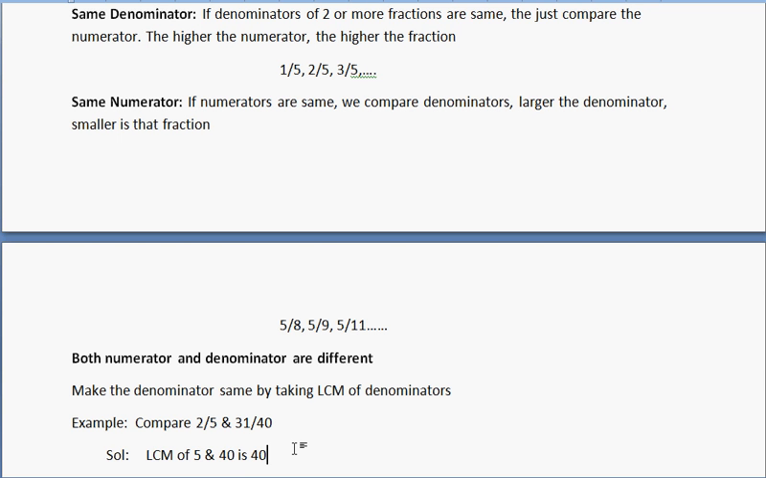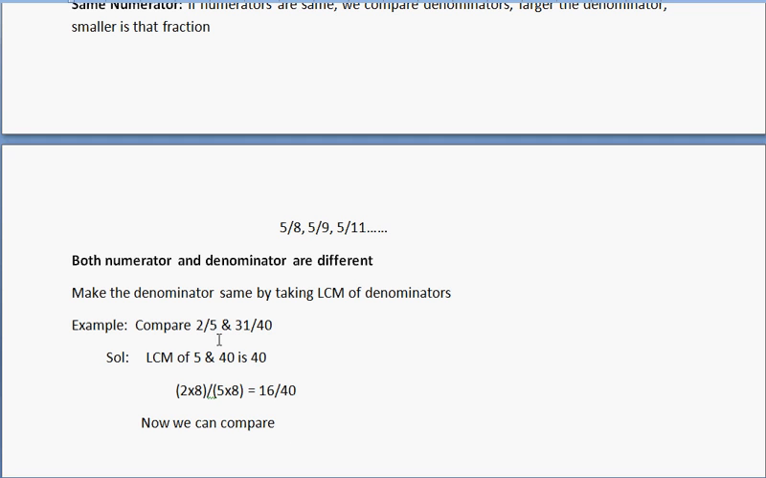If both numerators and denominators are different, let's take an example, 2/5 and 31/40. How do we do it? We take the LCM of the denominators of all the fractions we have. So LCM of 5 and 40 is 40. We try to convert the denominators of all the fractions into that LCM.